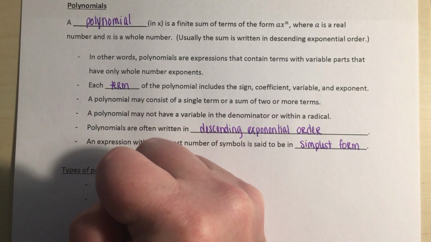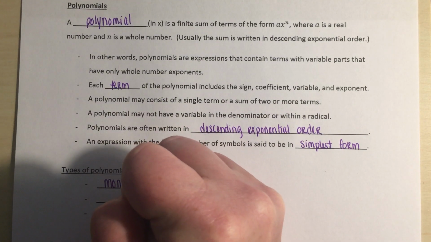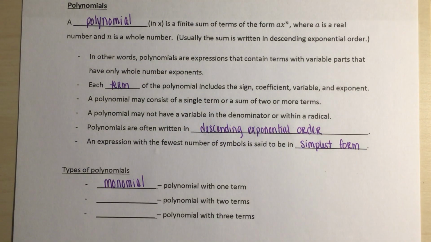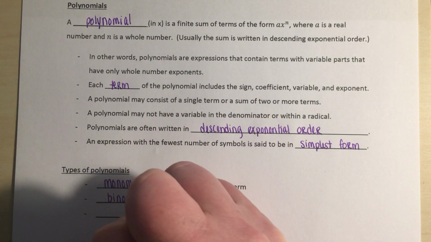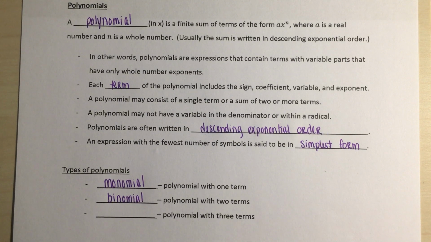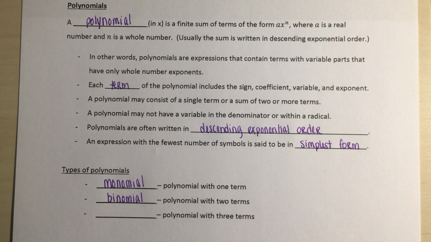So a monomial is a polynomial with one term, the prefix mono meaning one. Right? A binomial is a polynomial with two terms. Right? Just like a bicycle has two wheels, a binomial, prefix bi meaning two terms.